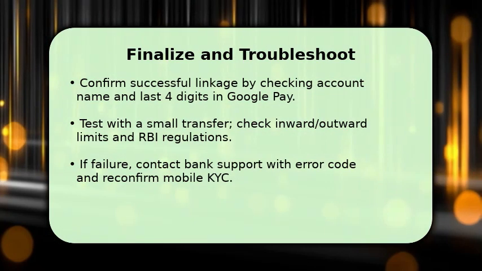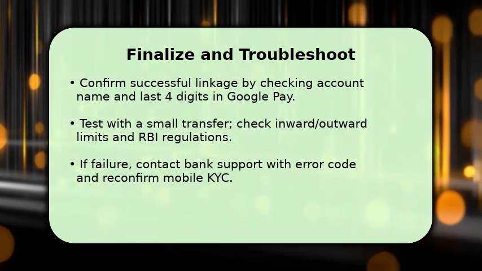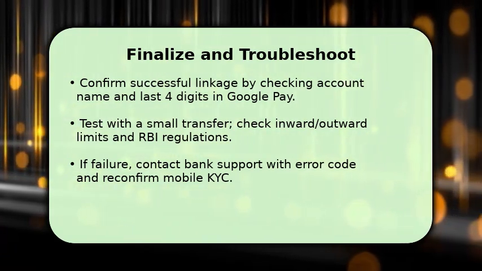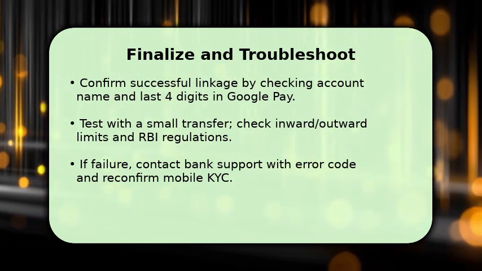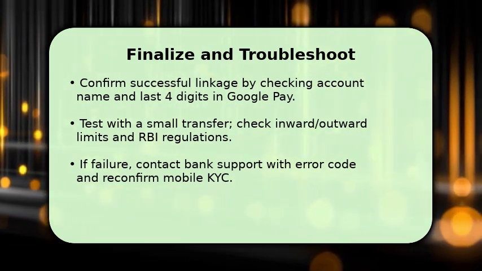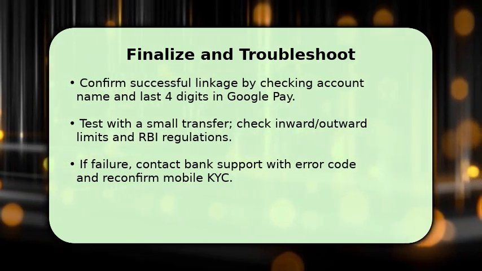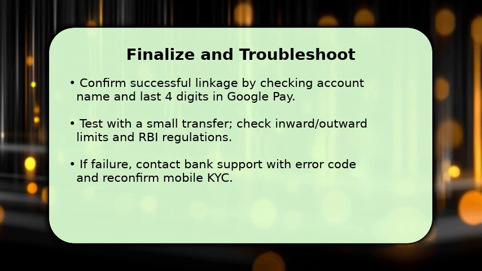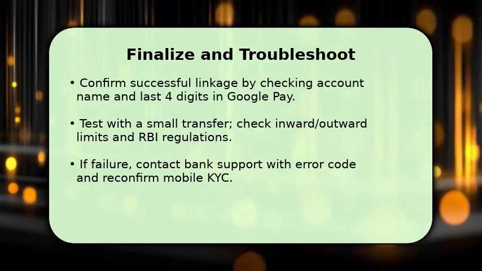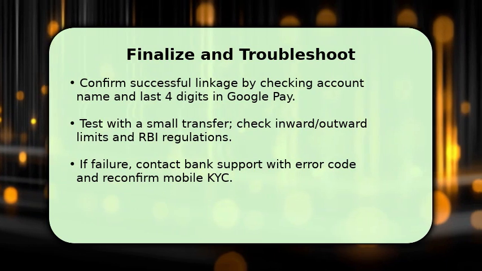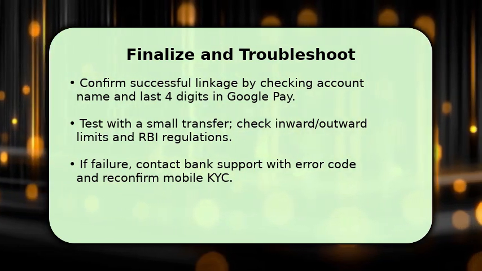You finish by confirming the linked account name and the last 4 digits shown in Google Pay match your NRE account. This final check prevents misdirected funds. Once linked, test with a small transfer to ensure settlements and observe any inward or outward limits and applicable RBI rules. If the linkage fails, immediately contact your bank's support with the error code shown.